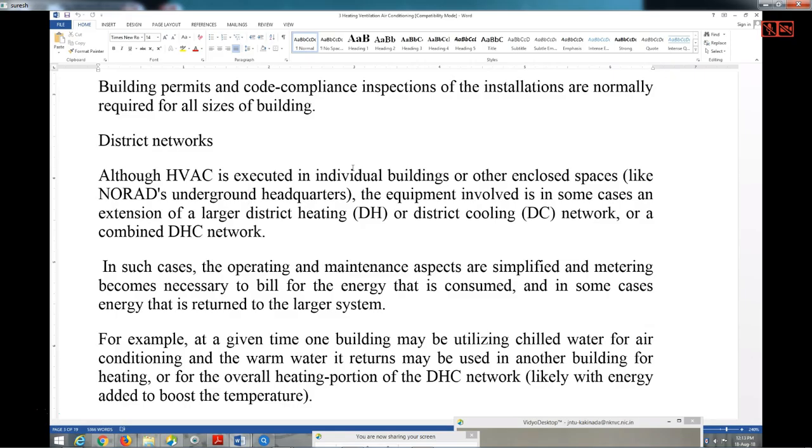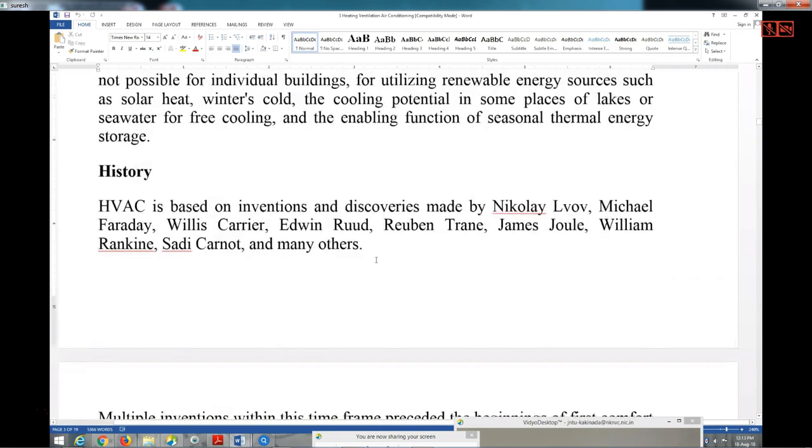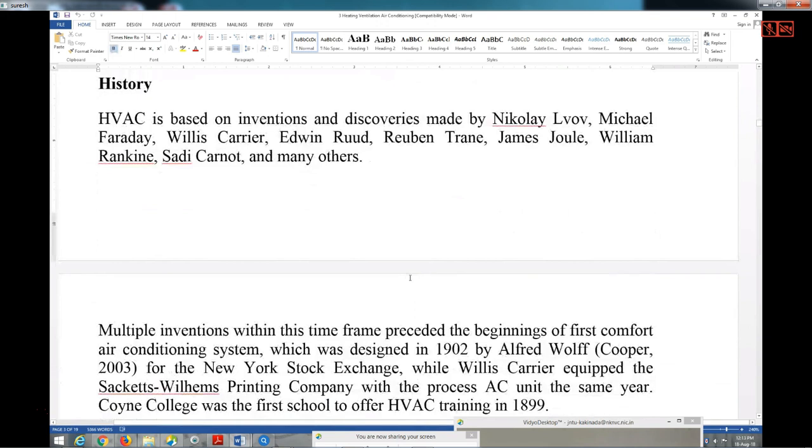Then coming to the history of the HVAC system, how this HVAC system was developed. The HVAC system is based on inventions and discoveries made by Nicolae Lowe, Michael Faraday, Willis Carrier, Edwin Rowe, and so on. Out of these, Willis Carrier, most of the ACs we are seeing carry this name: Carrier ACs, Blue Star, Carrier, Samsung, like that. So Willis Carrier is one of the scientists who discovered this HVAC system: heating, ventilation, and air conditioning systems.